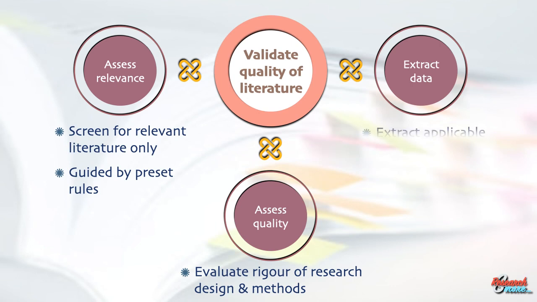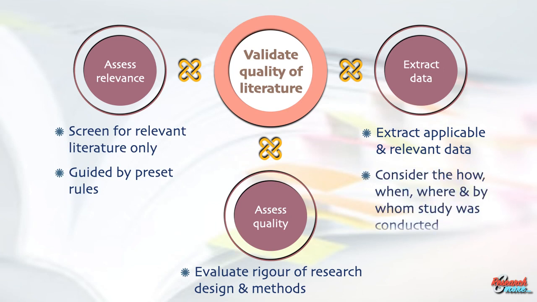The process of gathering or extracting applicable data for each literature is to decide what is relevant to the problem of interest. Important information to be considered includes how, when, where and by whom the selected study was conducted, the research design and methods, and the findings.